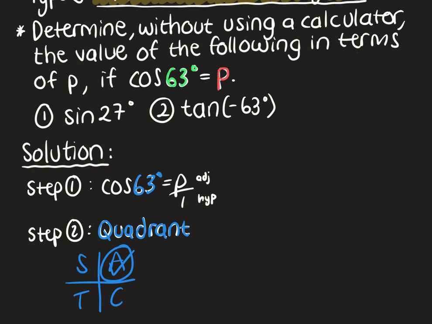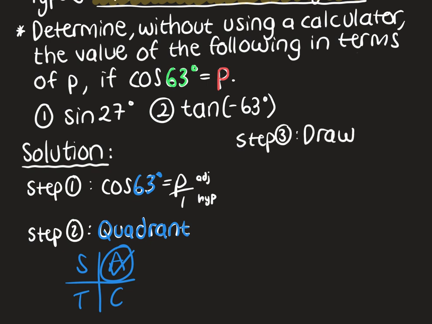The reason why we had to figure out the quadrant in the previous type 2 example is because we didn't know what the angle was. It was unknown, whereas here in this type, our angle is known. Okay, so then we go straight on to step 3, which is drawing.